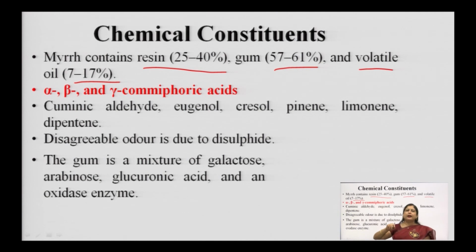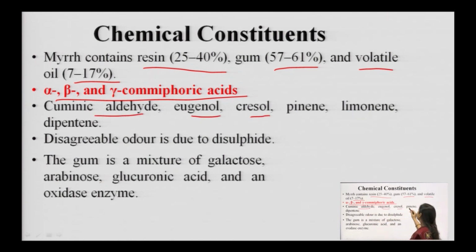So, I can say that again it is an oleogum resin, because we have resin, gum and volatile oil present in this particular substance, and it is a mixture of 3 resinous acids, that is commiphoric acid, alpha, beta and gamma, which are isomeric in nature. So, commiphoric acid is the main chemical constituent, and there are 3 types of commiphoric acid: alpha, beta and gamma. It also contains cuminic aldehyde, eugenol, cresol, pinene, limonene and dipentene. So, there are different types of volatile oils.